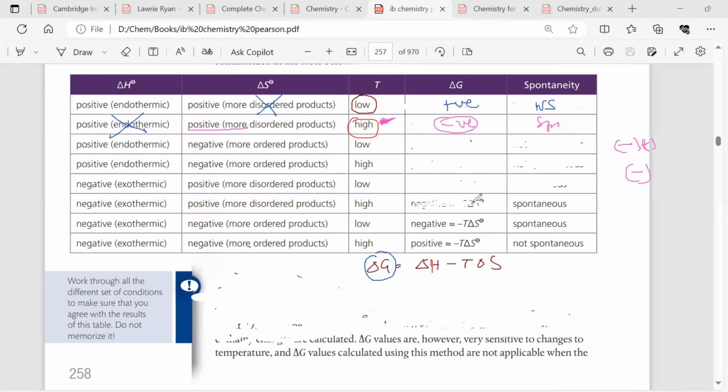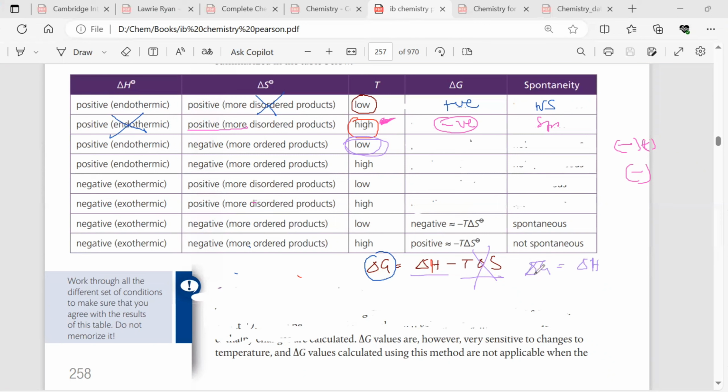Now do this. If the temperature is low, what does it tell you? So delta G will be positive, right? Here, write on the board. What thing to approximate first? If the temperature is low, what thing to approximate: delta H or T delta S? Which value will be smaller? T delta S, you cancel out. Ultimately, delta G will be delta H.